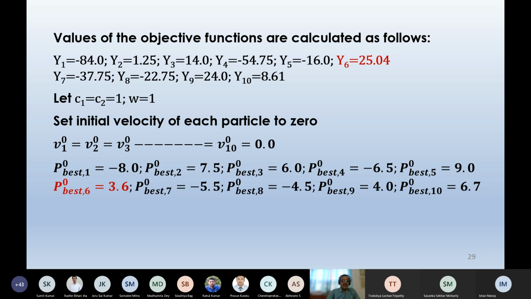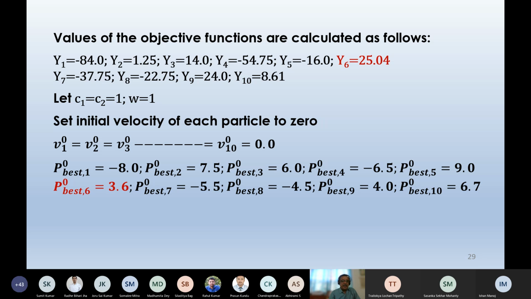Now let us assume C1 equals C2 equals 1 and W equals 1. The initial velocity of each particle, although it is very hypothetical, let me assume for simplicity of hand calculation, they are all equal to 0. It's a very hypothetical situation. Now, P best. Initially we selected the values of x at random. So in the 0th iteration, what is P best? I am going to start my career this year. So what is my P best? This year's performance is my P best, personal best.